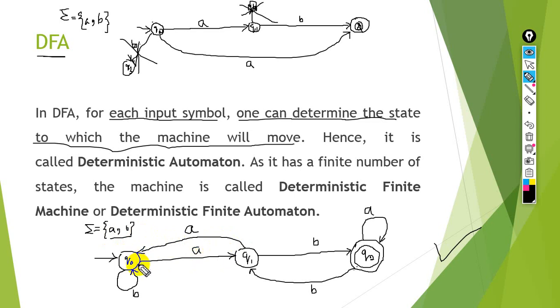So here from Q0 there are two transitions, one A and one B. From Q1 also there are two transitions, one A and one B. From the final state also we have two transitions, one A and one transition B. So this is called the DFA. Okay, so this is a DFA and this is a state machine.